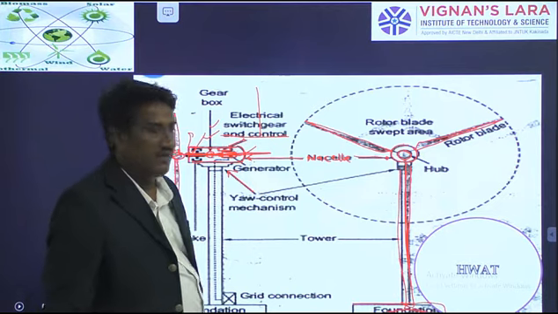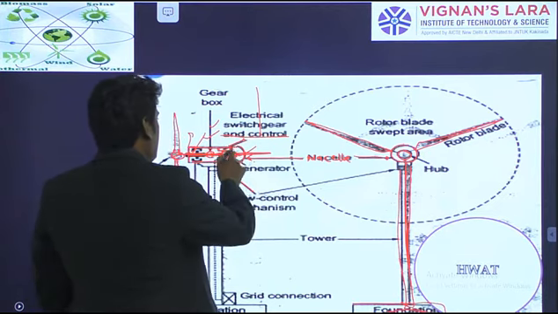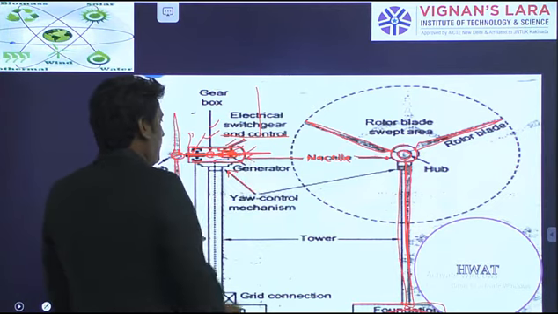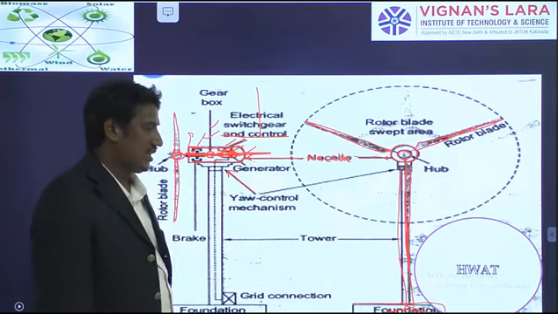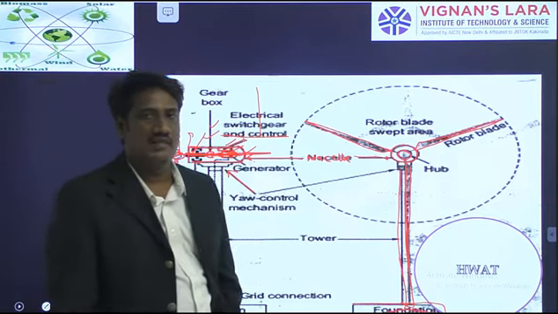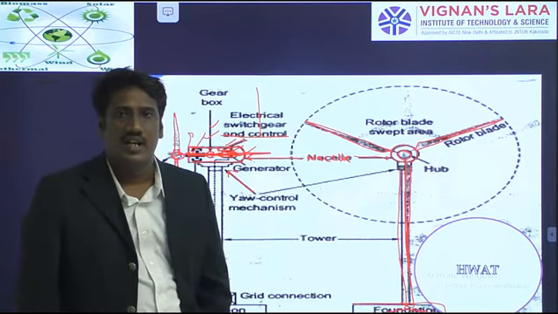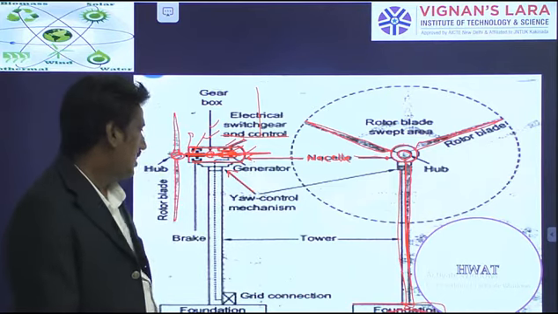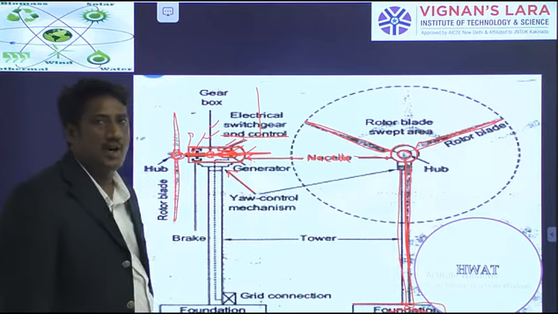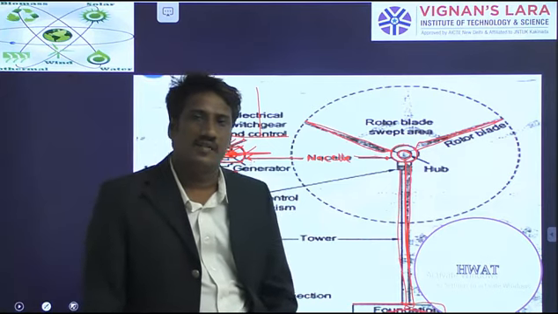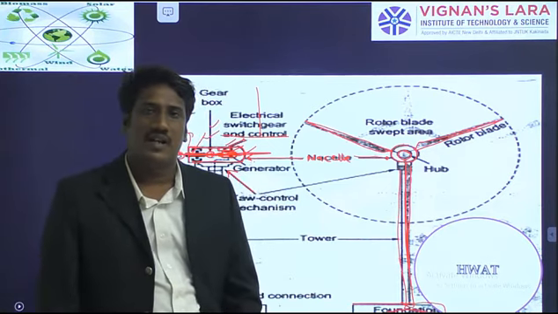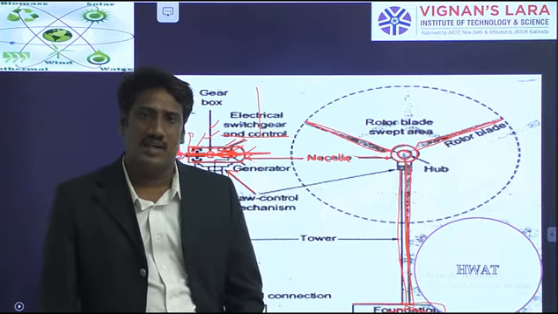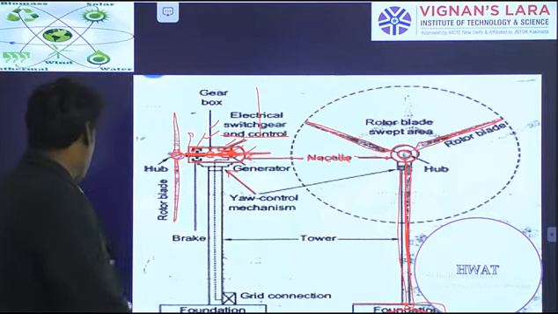After the hub we will have the gearbox. Then you will have the generator and switchgear mechanism, all those things. Since the shaft is horizontal, it will be called a horizontal axis wind turbine. So what are the different components of a horizontal axis wind turbine?